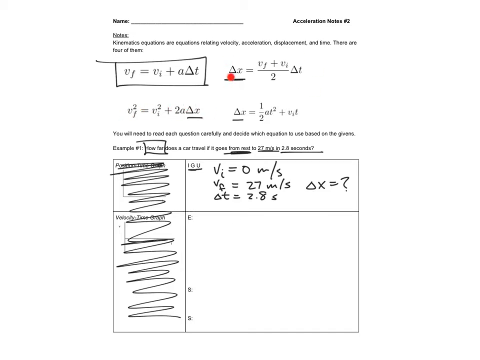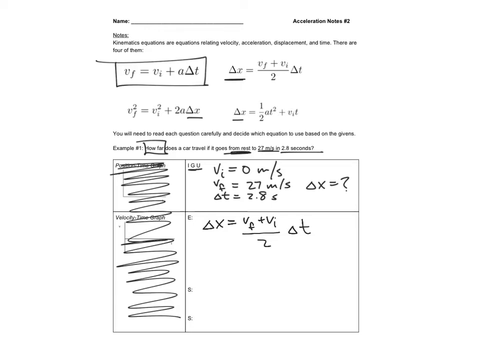Now up here we've got delta x. Delta x is what we're looking for. Perfect. VF and VI, we have both of those, and delta t, which we have. So this equation seems to work perfectly. And we can eliminate the bottom one because it's got an A in it, which we don't have and we're not looking for. So we're going to use this top right equation. I'm going to put delta x equals VF plus VI over 2 times delta t. And that is conveniently already solved for our unknown, which is delta x. So we don't have to do any algebra this time.